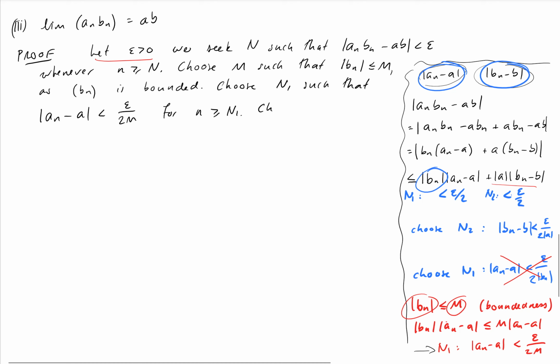Now we'll choose n2, such that absolute value of Bn minus b is less than epsilon over 2 times, what did we say it was? 2 times the absolute value of a for n greater than or equal to n2. And finally, we need to actually produce the n that we're after. So let n be the maximum of n1 and n2.